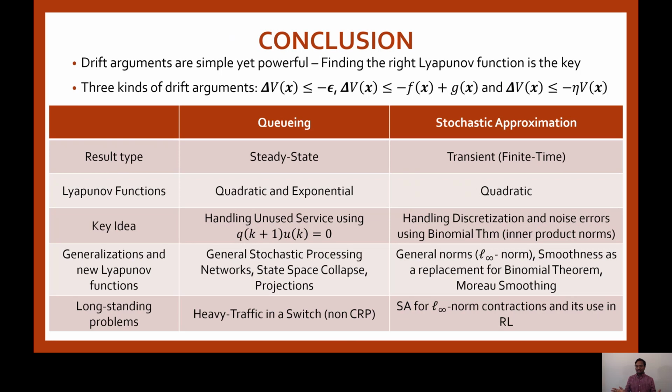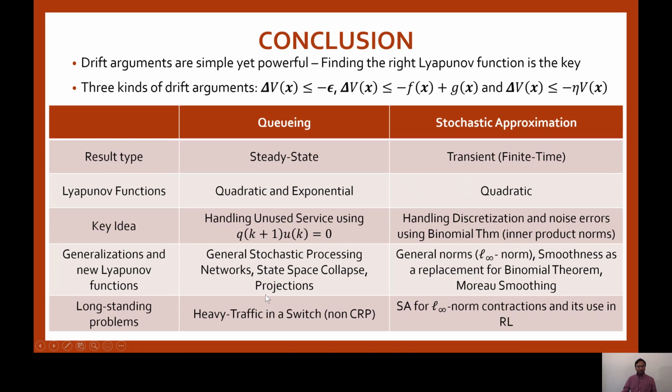So the punchline that I want you to take home today is that drift arguments are simple and powerful. We use drift arguments to study queuing systems, stochastic processing networks, and also stochastic approximation. And we use the stochastic approximation results for studying reinforcement learning algorithms. And in both of these different domains, we use these Lyapunov arguments to answer some very hard problems.